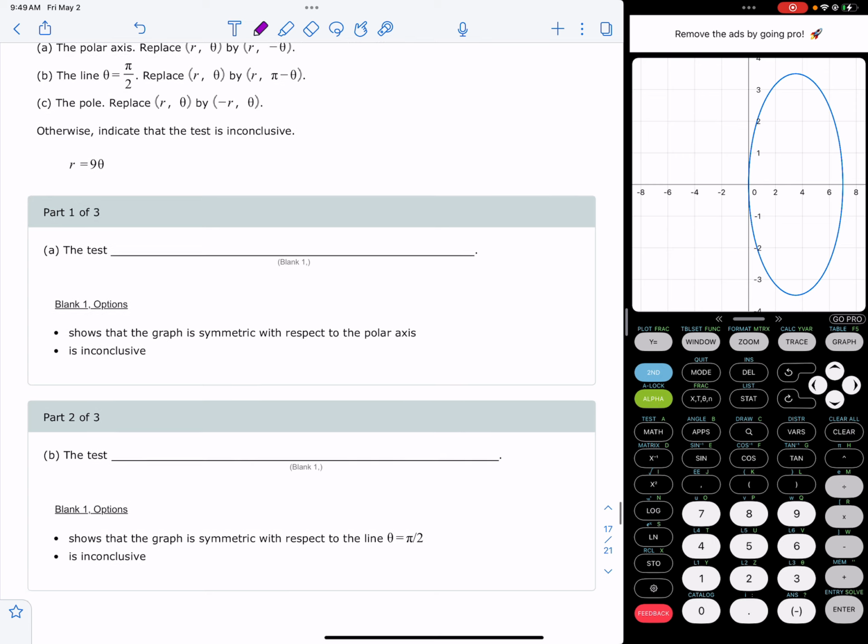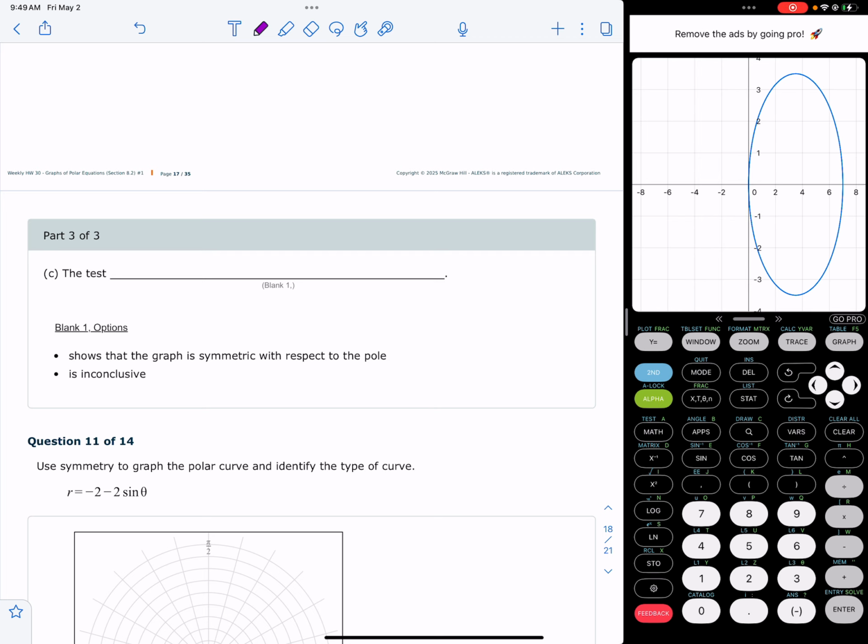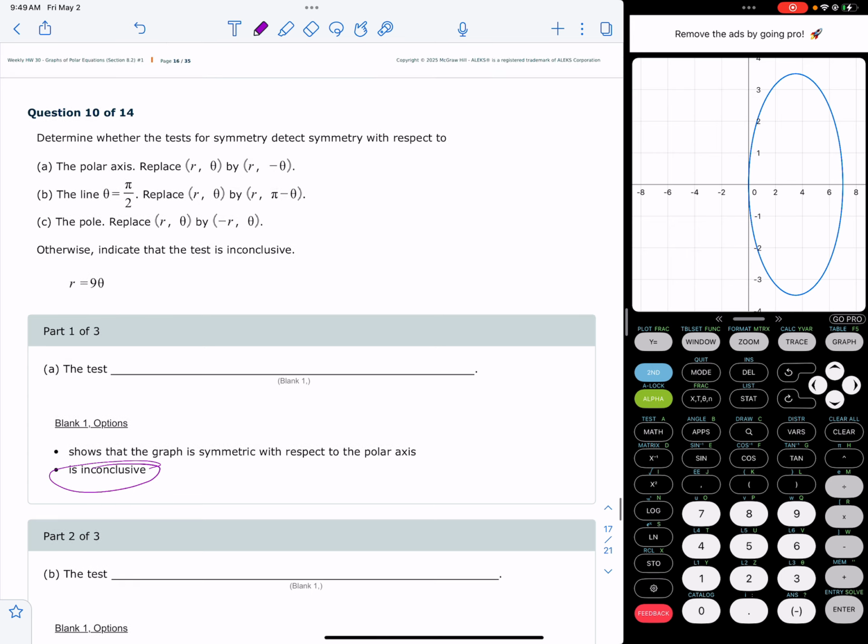All right, you kind of get the idea. This one's inconclusive, this one's inconclusive, and this one's inconclusive, which kind of makes sense because there's no trig function. So any alteration is going to make a change.